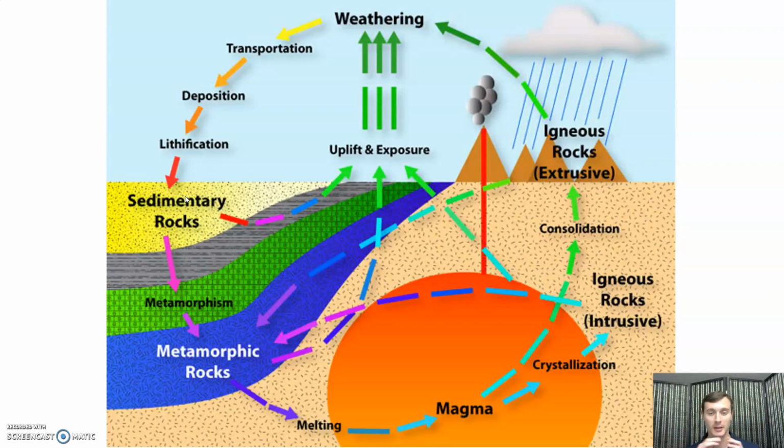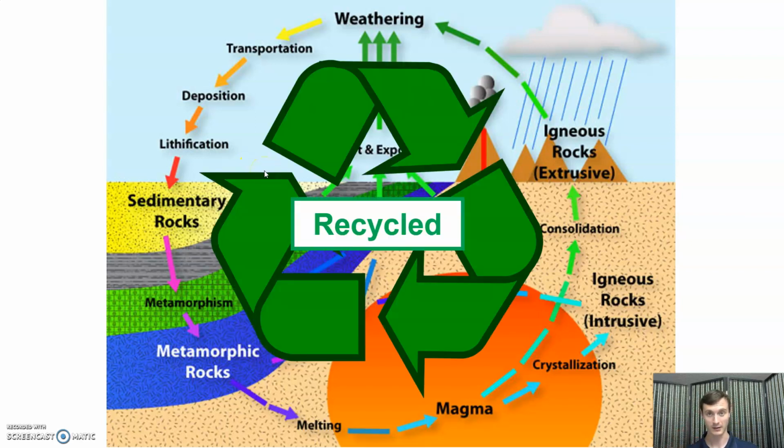Now, you should be able to point out just about everything on this diagram at this point and explain it. What is the key takeaway, though? The key takeaway is this is a recycling process, right? One kind of rock becomes another. Those same materials are recycled into another rock, back and forth through the rock cycle.